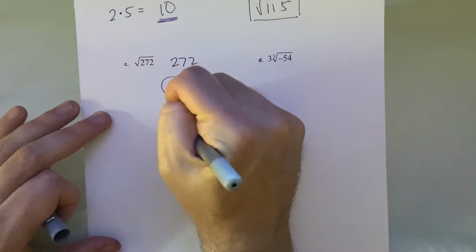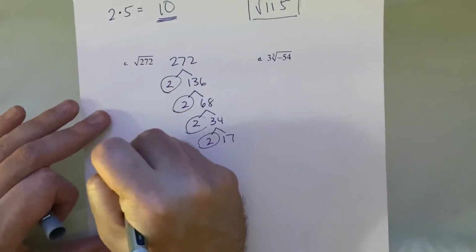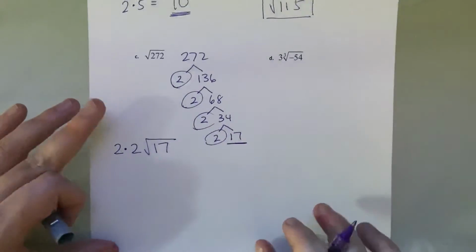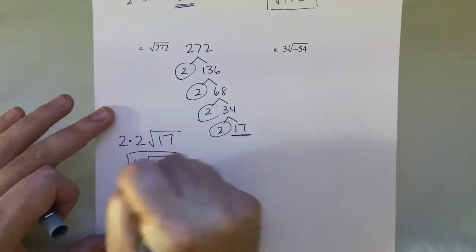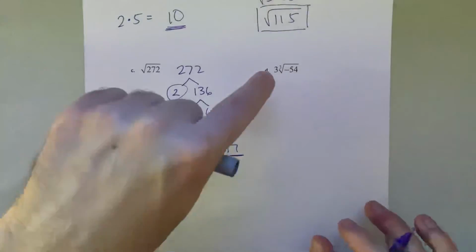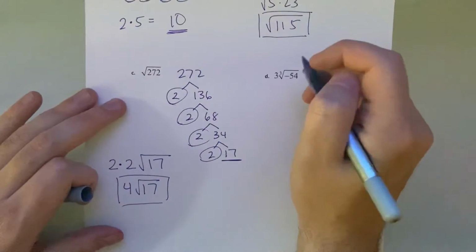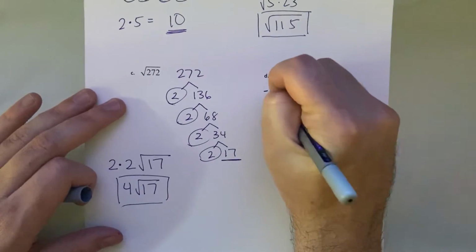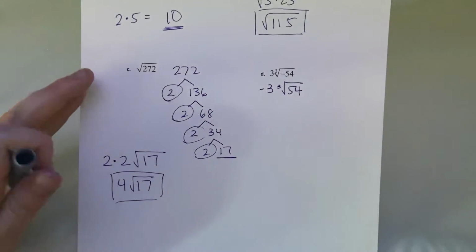Now here we've got a pair of 2's. We've got another pair of 2's, and we've got the 17 that's by itself on the inside. So this is 4 square roots of 17. If you have a different kind of root, that kind of root tells you how many of the same thing you have to have. So for a cube root, you'd have to have 3 of the same factor. Remember, for an odd root, you can bring the negative out. So negative 3 times the cube root of 54.